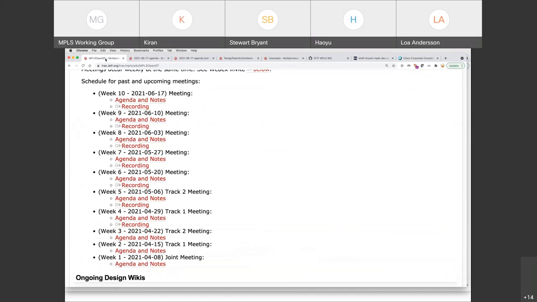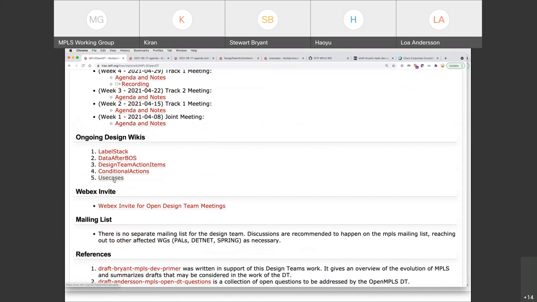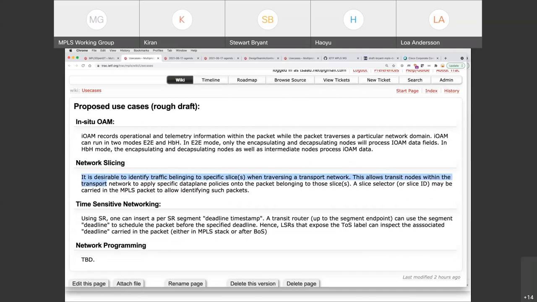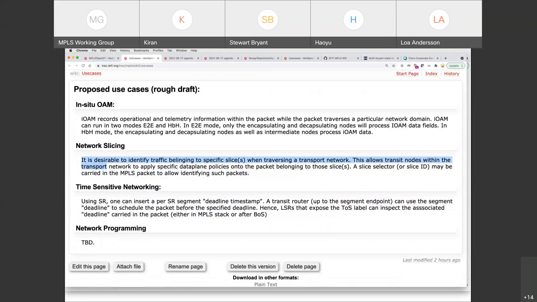We did definitely have some good discussion here, but I just wanted to point out that we have added this wiki and it has a minimal set of use cases that we need to expand on. We've talked about most of them. In situ OAM took a big bulk of the discussion. Network slicing is another use case that we want to cover, and time sensitive networking. We talked about inserting a deadline timestamp that a transit router can inspect and schedule the packet accordingly. Where does the deadline timestamp go, inside the MPLS header or after the bottom of stack? That's a discussion we should have. And lastly, network programming was an item that I did not have much to elaborate on. There's a lot we can do, but we wanted to see what use cases we want to address in MPLS.